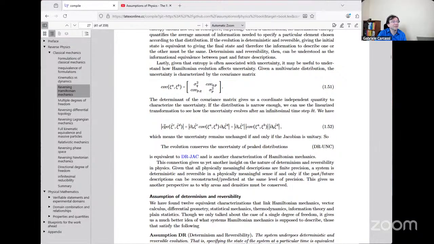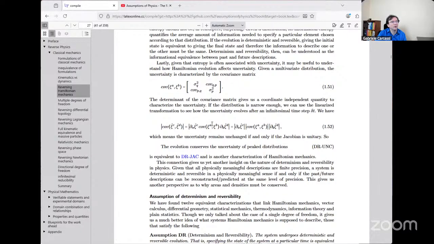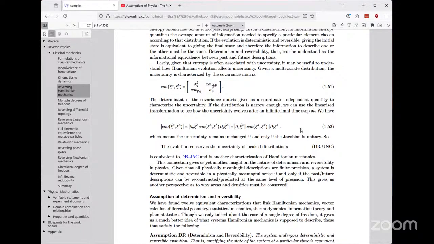So this is the covariance matrix in the new coordinates. Right. And then since it's just a linear object, it will be transformed by applying the Jacobian essentially on both sides. And since now you are interested in the determinant, the determinant of the product is the product of the determinants, and so you get the final expression. Right, so you get the same determinant, which means the uncertainty remains unchanged if and only if the Jacobian is unitary. So the evolution conserving the uncertainty of the distributions is equivalent to the Jacobian's unitarity, and is another characterization of Hamiltonian mechanics.